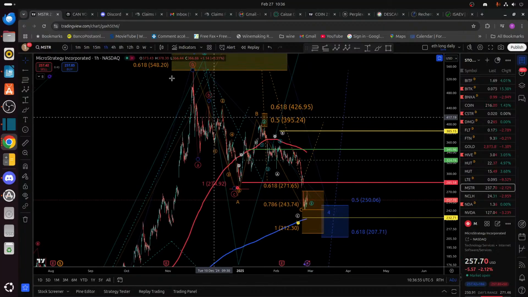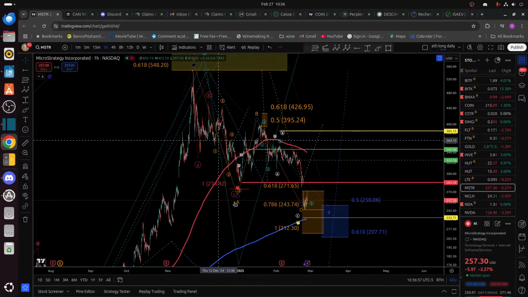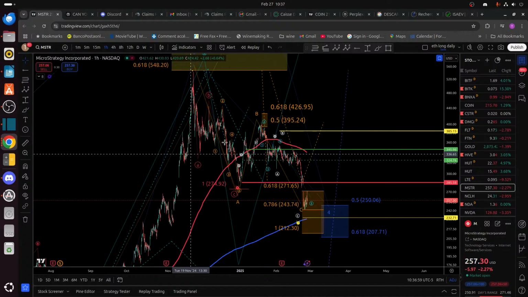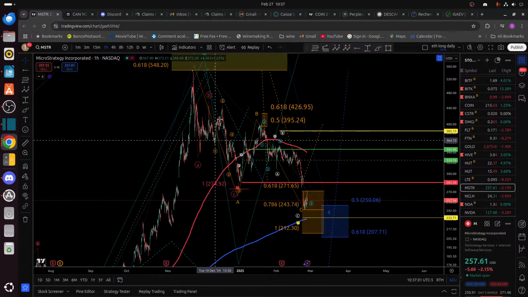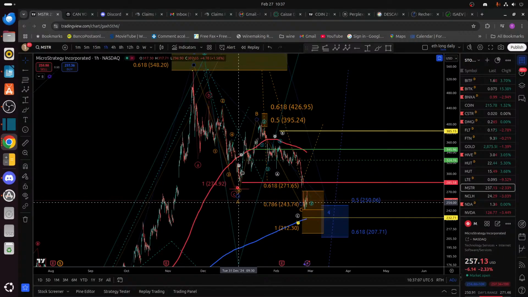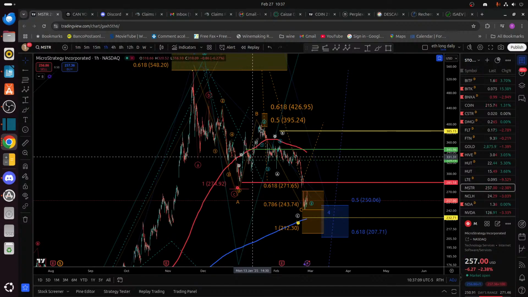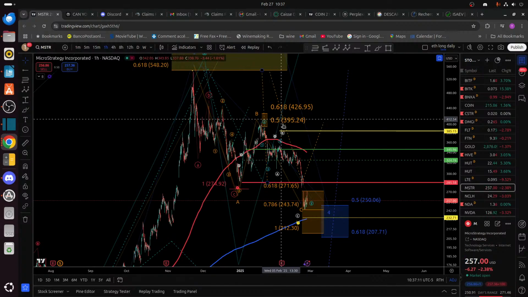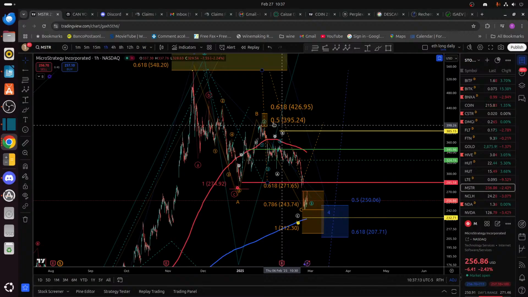And yeah, so we had the top here. We had an A, B, and a C. And in the C, we really have 5 waves down, so that was very nice. I count this as a wave A. We had also an A, B, C, reacted to the 0.5 fib retracement for the B wave.